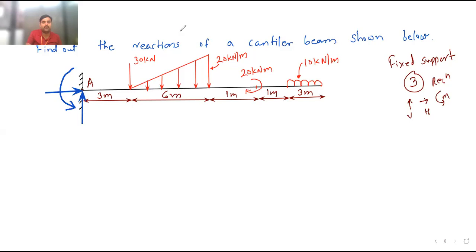This is the moment at point A. So now if I give the name, this is VA, vertical reaction at point A. This is HA, and this is called MA, moment at point A. So we don't know whether the moment is clockwise or anti-clockwise.